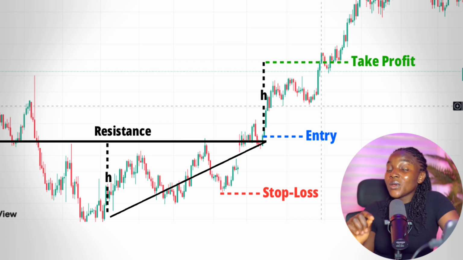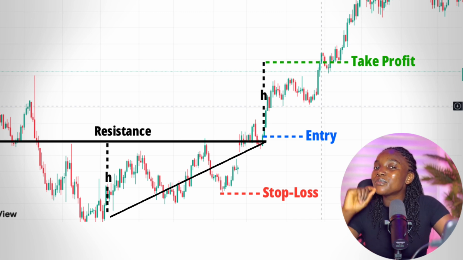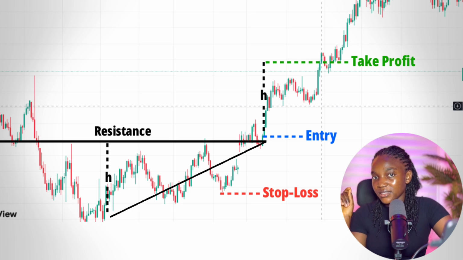For example, in a bullish pattern, a clear breakout will be when price breaks above the resistance. To help you manage your time, you can set alerts on your chart so that you are notified when there's a breakout, and that way you don't have to stare at the chart throughout the day.